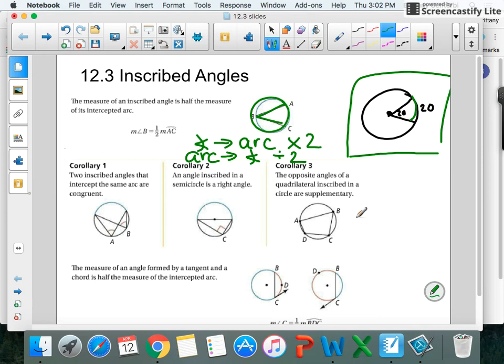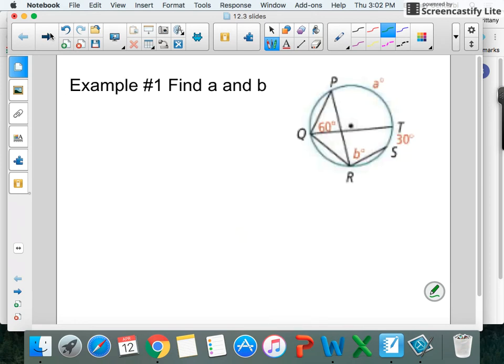Few things real quick. If angles share an arc, then the angles are going to be congruent. If the arc is a semicircle, then the angle will be a right angle. And if you have a quadrilateral in a circle, then the opposite angles, so B and D would be supplementary, and C and A would be supplementary. And remember, supplementary means equals 180 degrees. So we're going to look at a few examples.